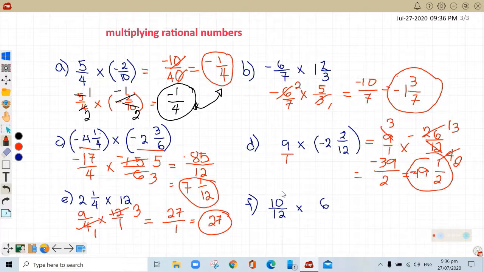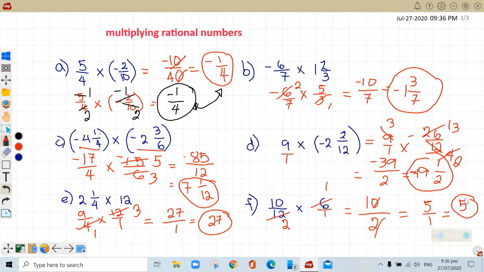And the last one, again, it's just a simple fraction and 6. 6 is a whole number, so let's put 1 down. Then we do cancellation. Okay, 12 and 6 can be divided by 6. So 6 divided by 6 is 1. 12 divided by 6 is 2. So 10 times 1 is equal to 10. 2 times 1 is 2. So 10 over 2 is equal to 5 over 1 if you simplify that. And in 5 over 1, 1 is the denominator, so 5 is a whole number. So the answer is 5.